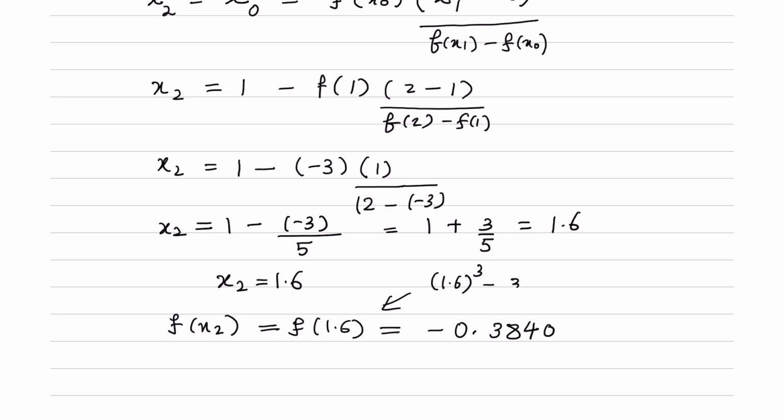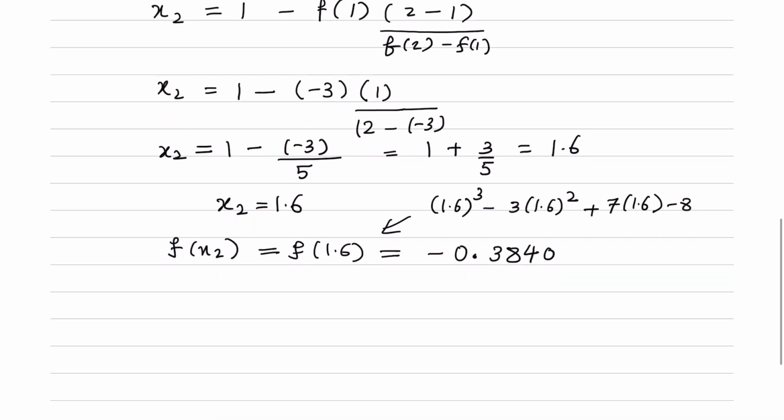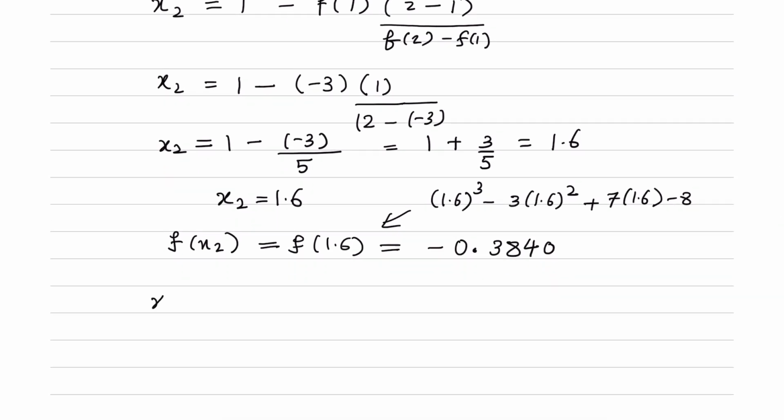1.6 cube minus 3 times 1.6 square plus 7 times 1.6 minus 8 gave us minus 0.3840. Since we did not get the 3 zeros on the right of the decimal, we will continue to find the next x. The next x is x3, and how shall we get x3?